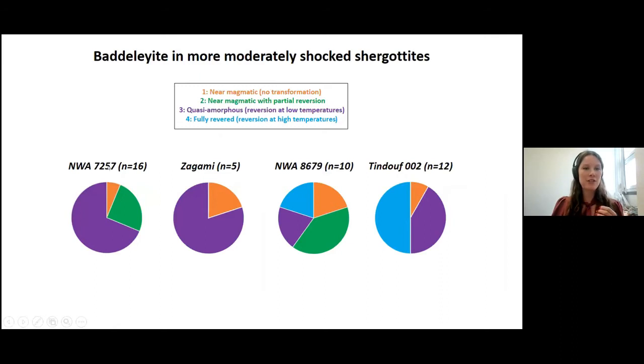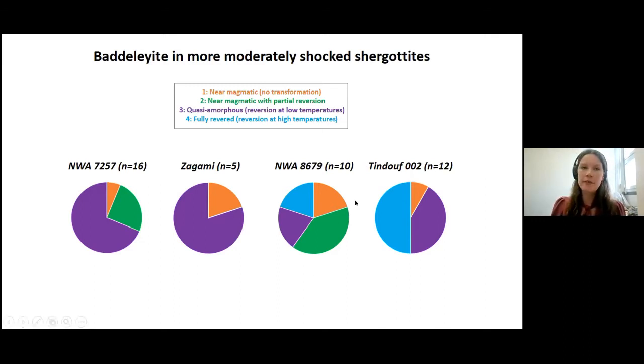NWA 7257 and Zagami are dominated by grains with quasi-amorphous structures. We see throughout all of our studied shergottites that reversion is really widespread, and untransformed grains are the least abundant within all of our studied samples. The dominance of quasi-amorphous structures within 7257 and Zagami is really indicative of low post-shock temperatures, which ties in with what we know for Zagami, which has had calculated post-shock temperatures lower than about 220 degrees C.